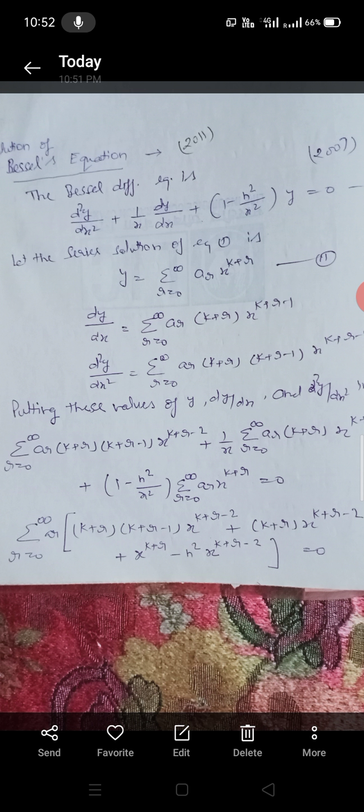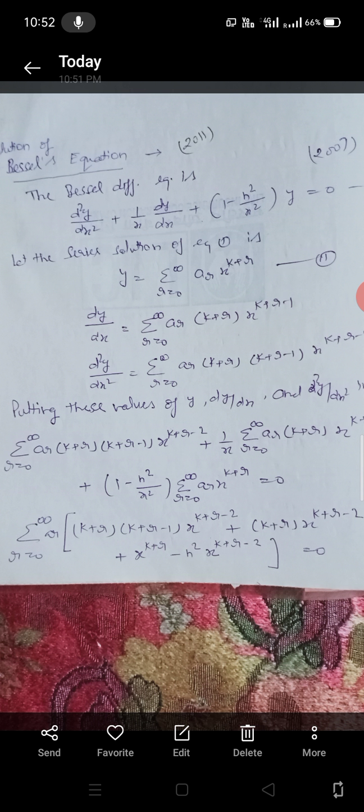Now dy/dx = summation r = 0 to infinity a_r (k+r) x^(k+r−1), and d²y/dx² = summation r = 0 to infinity a_r (k+r)(k+r−1) x^(k+r−2). Putting these values of y, dy/dx and d²y/dx² in equation first.